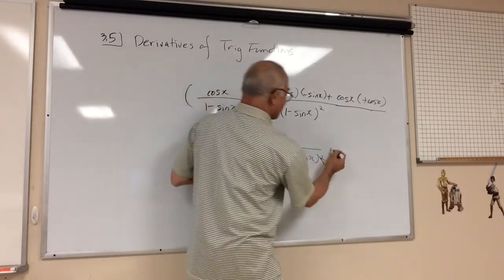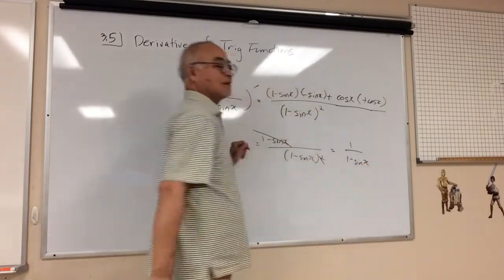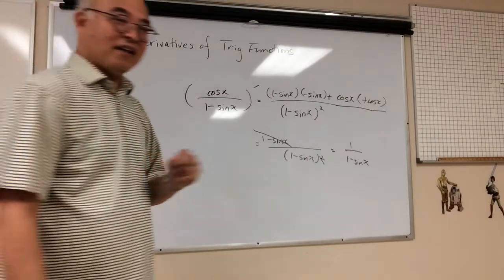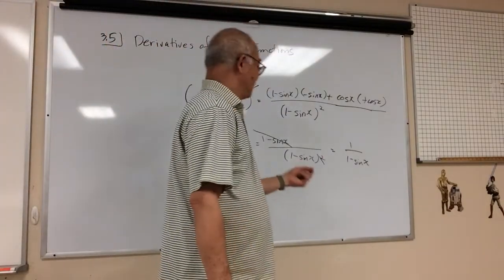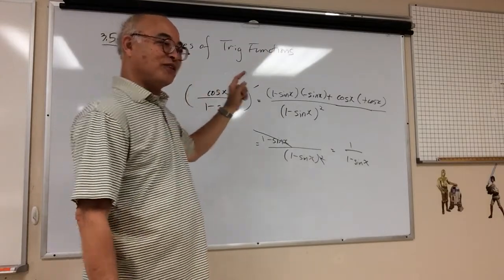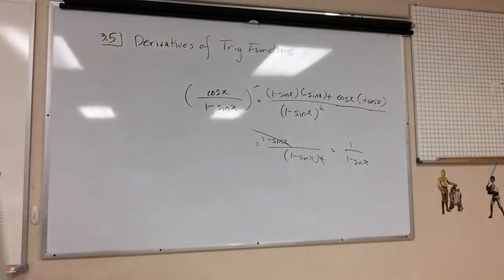Right? So I'm going to get 1 over 1 minus sine x. Isn't that what we started with? What did we start with? We started with cosine. Well, the cosine just went away once we took the derivative. So it's no longer there. But now what do we know? That's it. That's the answer.